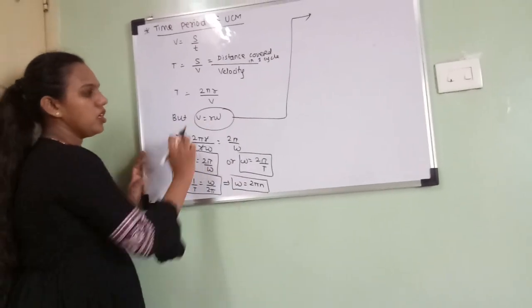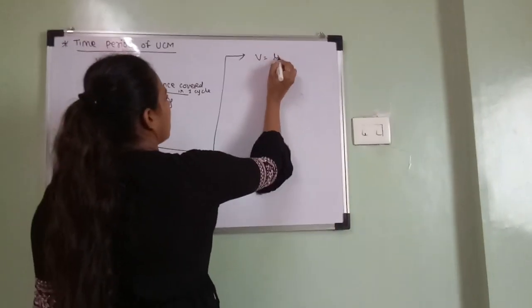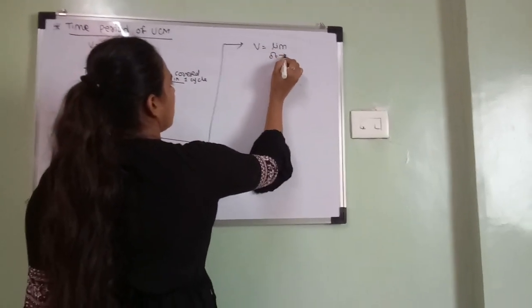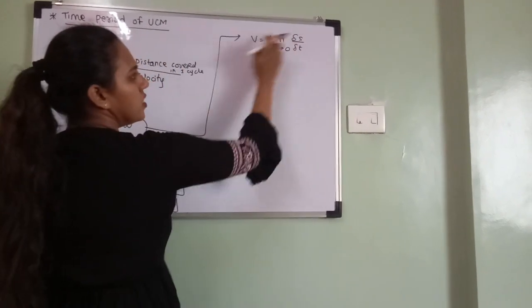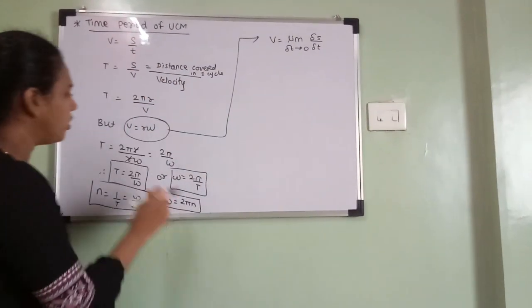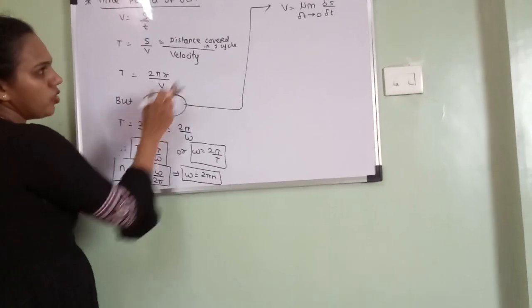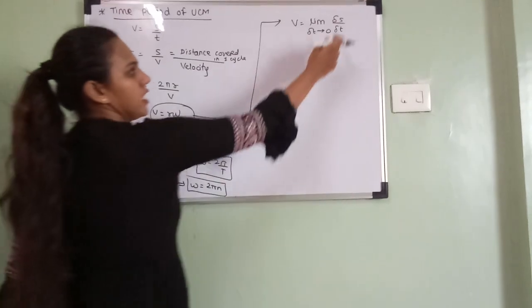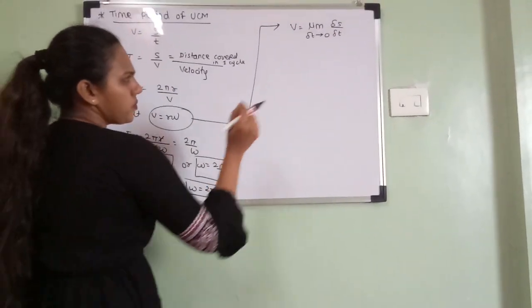Now how has this V is equal to r omega come? What is linear velocity V? It is given as limit delta t tend to 0, delta s by delta t. This is linear velocity. You have to derive the relation between linear velocity and angular velocity. How will you derive? You know V as s by t, yesterday we have seen it, or you can write it as ds by dt.